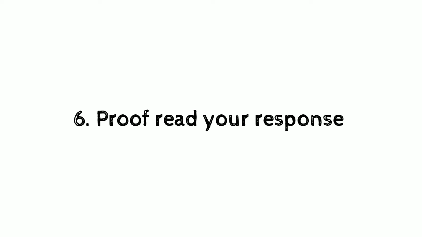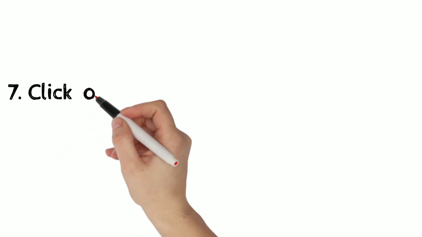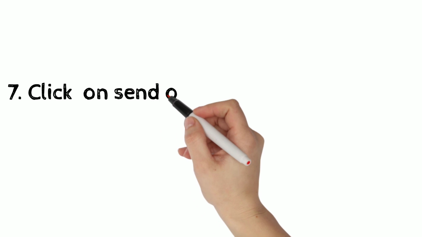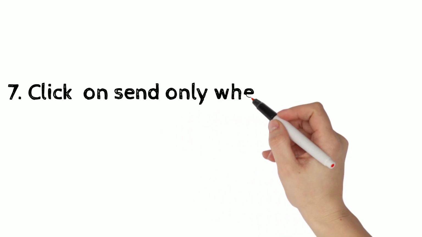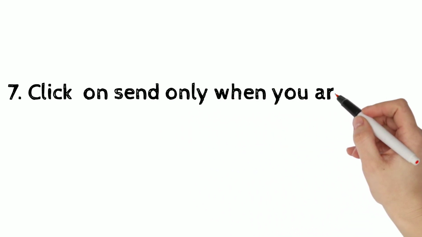Point number 6. Proofread your response. It is important that you read through the response you have drafted about twice or 3 times. When you do that, it gives you an indication of where you got it wrong in terms of typos, wrong punctuation, repetition of words, or spelling mistakes. It helps you to correct all that before you click on send.